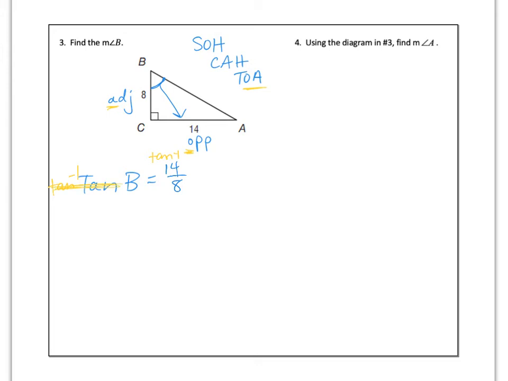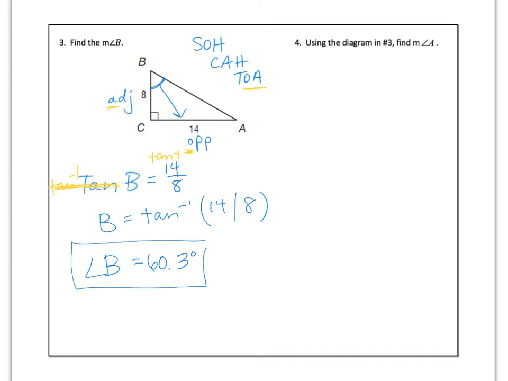These cancel out. So we end up with just plain B over there on the left, and then on the right we have inverse tangent of 14 divided by 8. So then when I type that in, second tan, 14 divided by 8, I get angle B is approximately 60.25, so 60.3 degrees. If the number that comes after 2 is 5 or higher, remember you have to round up. So 60.3 degrees.